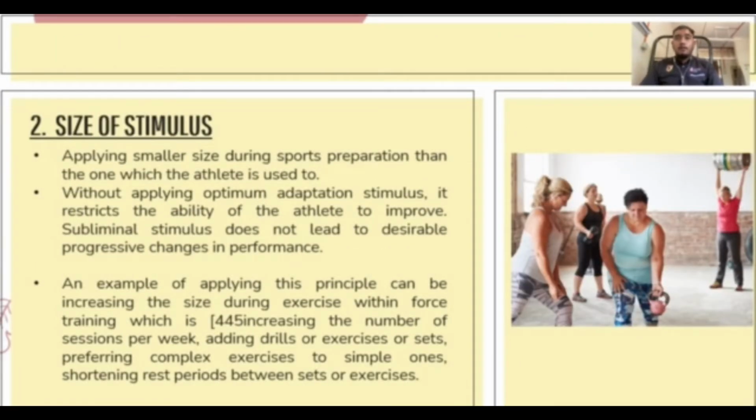The second one is the size of stimulus. Applying a smaller size during sport preparation than the one which the athlete is used to, without applying an optimum adaptation stimulus, restricts the ability of the athlete to improve. Subliminal stimulus does not lead to desirable progressive change in performance. An example of applying this principle can be increasing the size during exercise within force training, which is increasing the number of sessions per week, adding drills or exercises or sets, preferring complex exercises to simple ones, shortening rest periods between sets or exercises, or any other combination of the above examples.